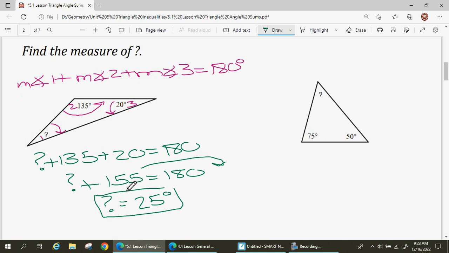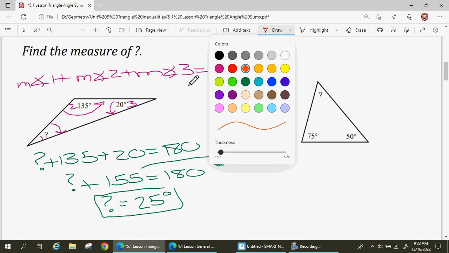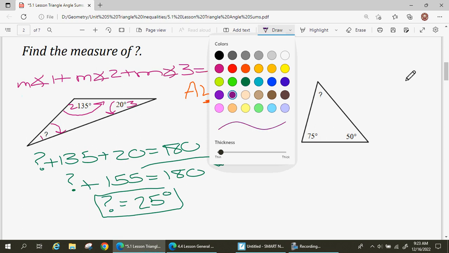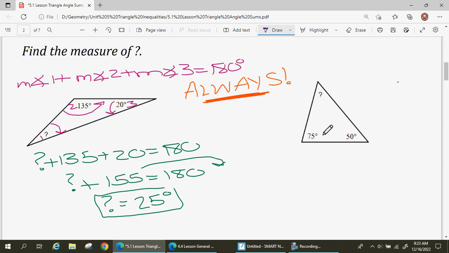The three angles in a triangle should always, always, always add up to 180 degrees. And I will write this here. There is never a time that we can build a triangle when their angles will not add up to 180. So if we have three angles and they don't add up to 180, we have not made a triangle.